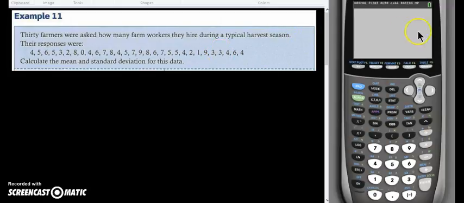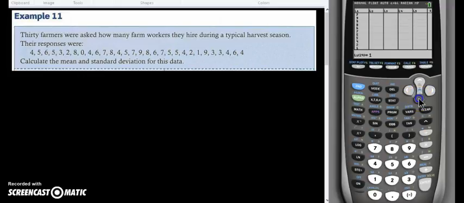Okay, so I want you guys to go to your stat and go to number one, edit, and under your L1 just punch in all the numbers, all the data that you see here. I have already done that, so please pause the video and enter the numbers in your calculator under your L1. Okay, pause the video now, please.